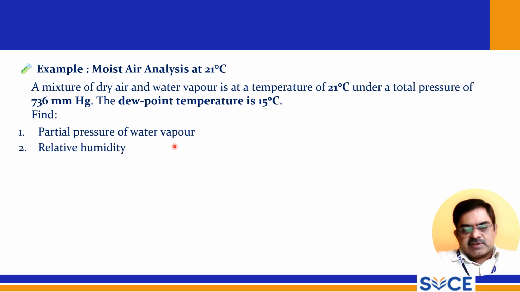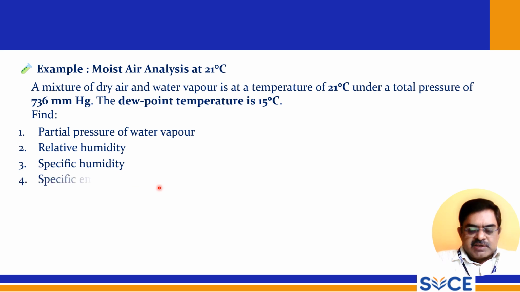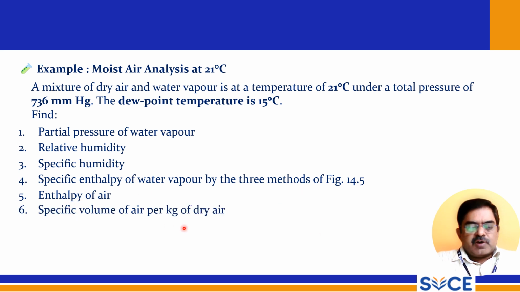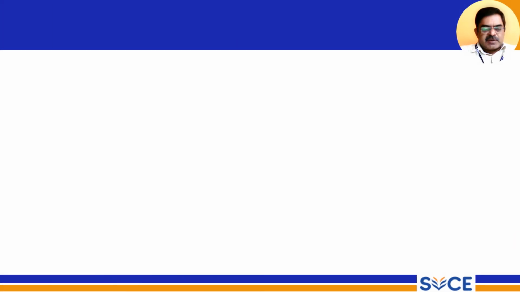We have to find all these parameters: relative humidity and specific humidity, specific enthalpy of water vapor by three methods, enthalpy of air, and specific volume of air per kg of dry air. So these are the six parameters we have to find.